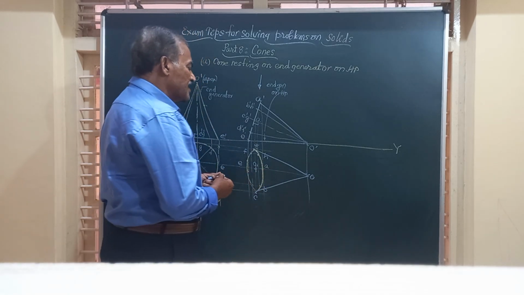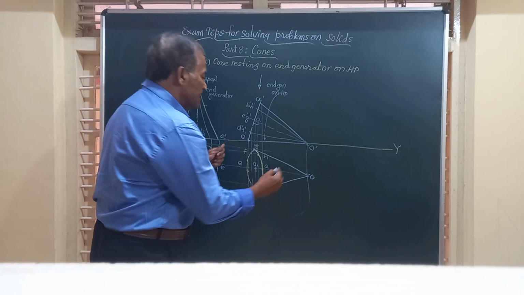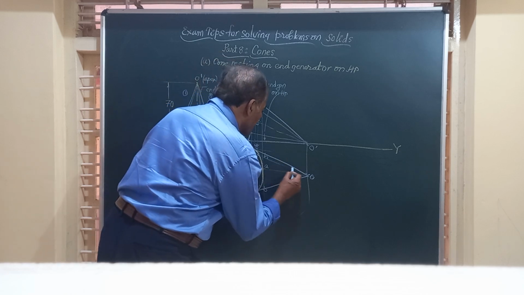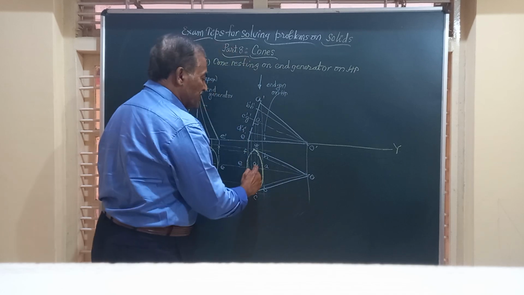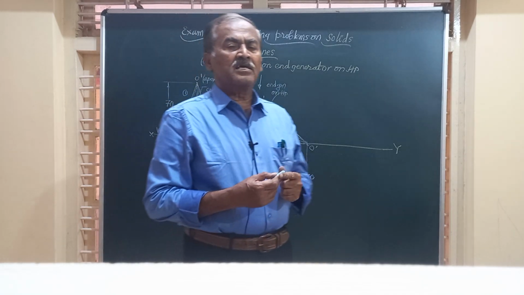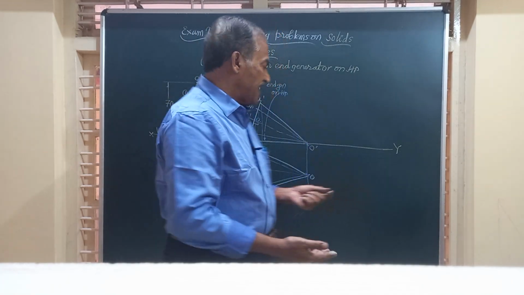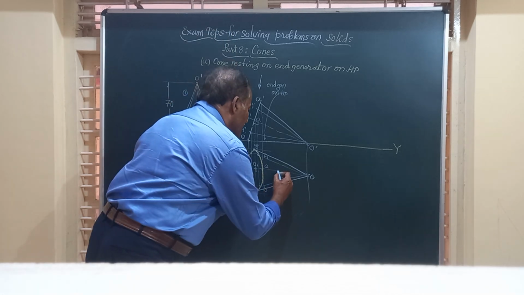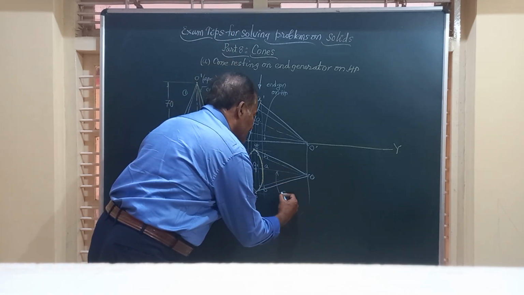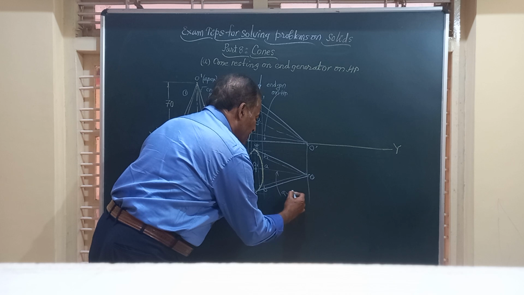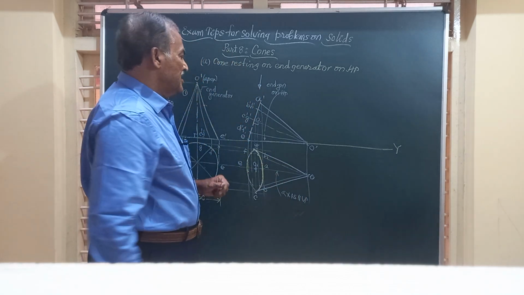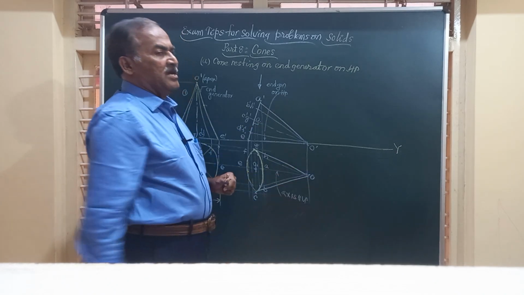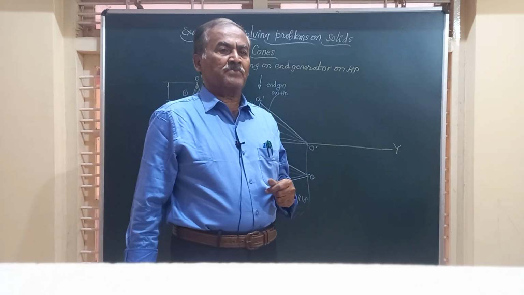Friends, what else they can ask in the next view is that they may ask you to draw its projection when the axis is parallel to VP. If the axis is parallel to VP, you have to stop at this stage only. Now it is axis parallel to VP. You have to stop at this. It is resting on the end generator and the axis is parallel to VP.